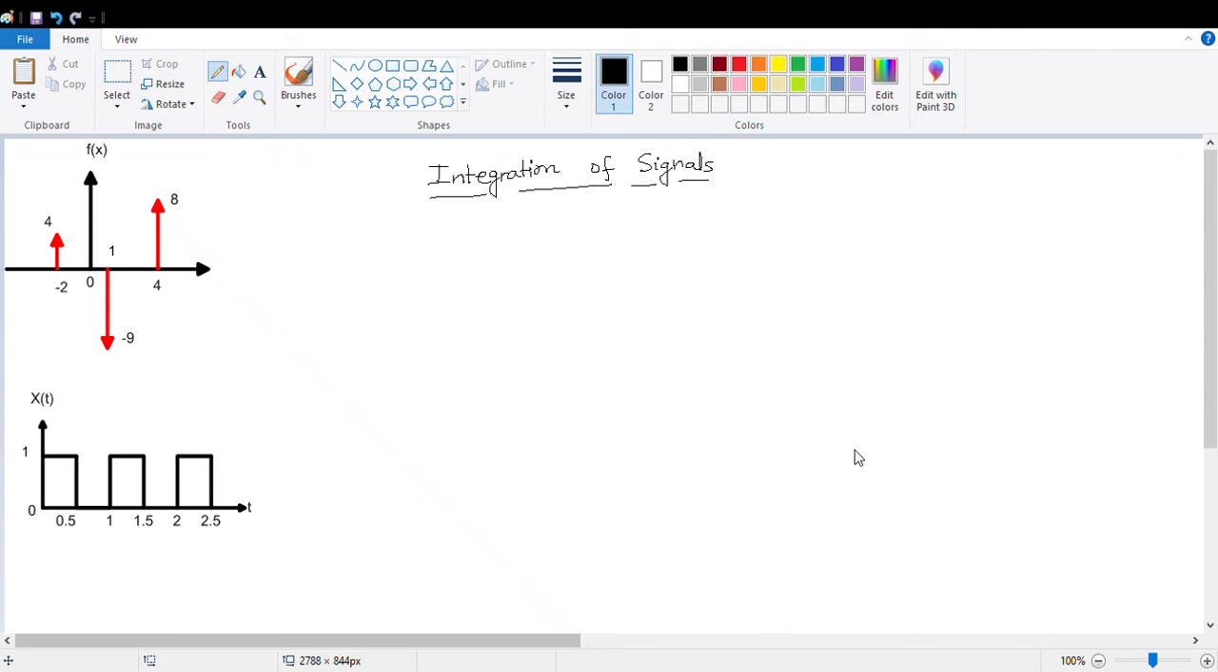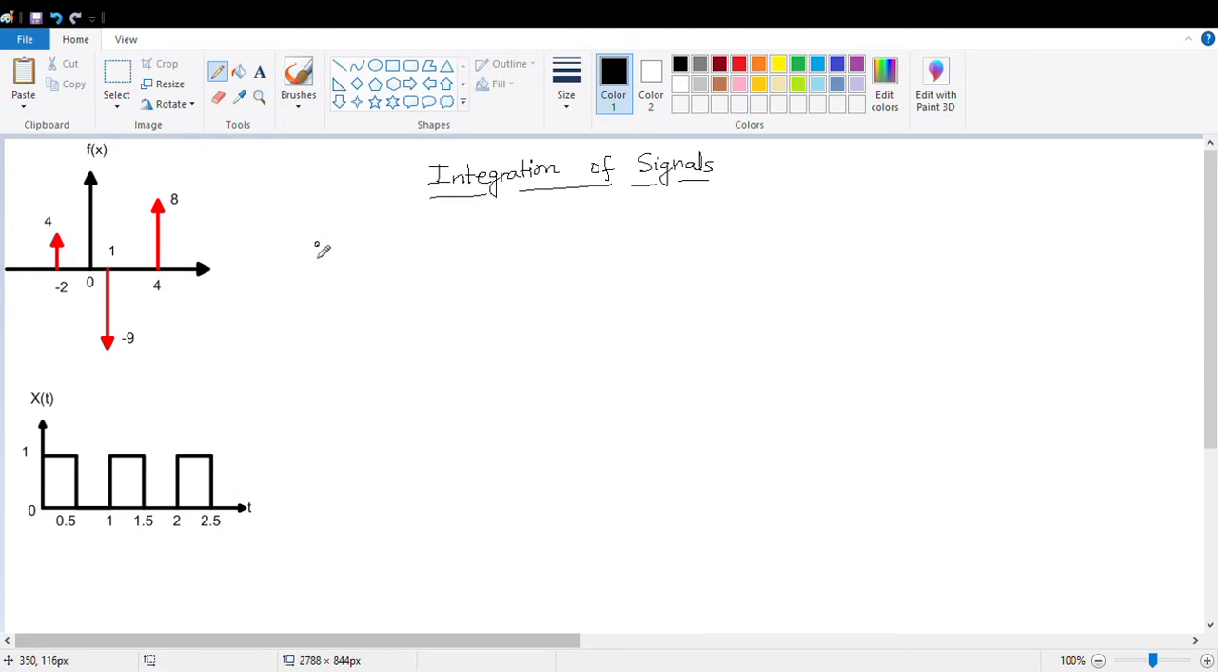Hello everyone. Today our topic is the integration of signals. In our previous class we discussed how to write the equation of a given function, how to give the empirical formula, how to write the mathematical expression of the function, but that was in a graphical form.